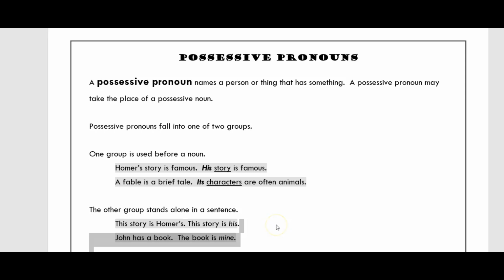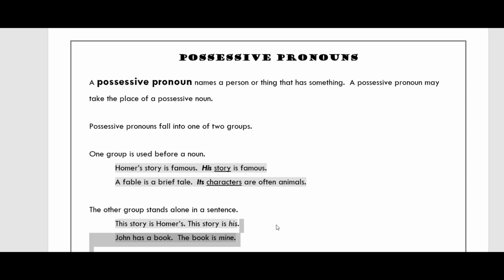This lesson is on possessive pronouns. So just as a reminder, a pronoun takes the place of a noun so that we don't have to say that noun over and over and over again when we're talking about a person or a thing. So if I wanted to talk about my dog, for example, I wouldn't have to say Proof this and Proof that and Proof this. I could say she.